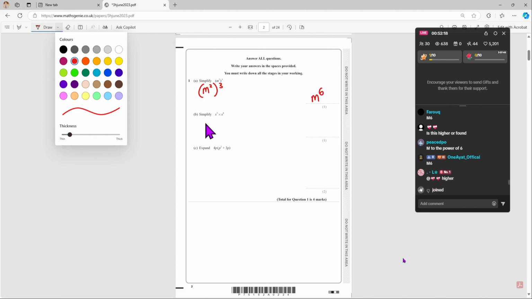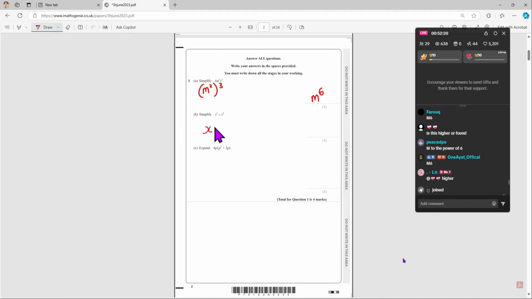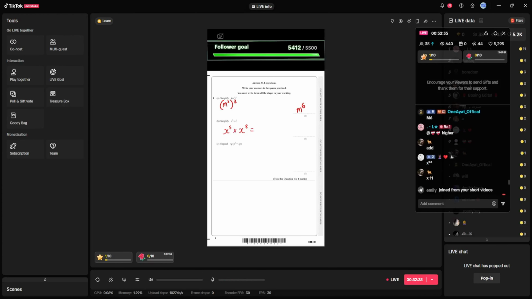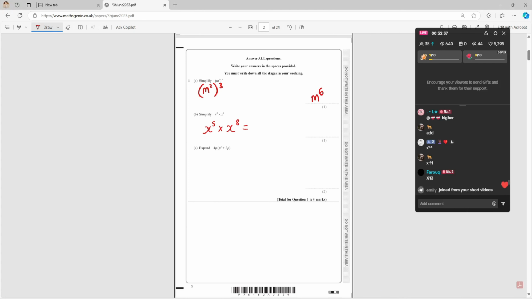So part B is to simplify x to the power of 5 times x to the power of 8. What will be the answer? Whenever we're multiplying powers with the same base, you add the powers. 5 plus 8 gives 13, so it's going to be x to the power of 13, and that will be your answer.